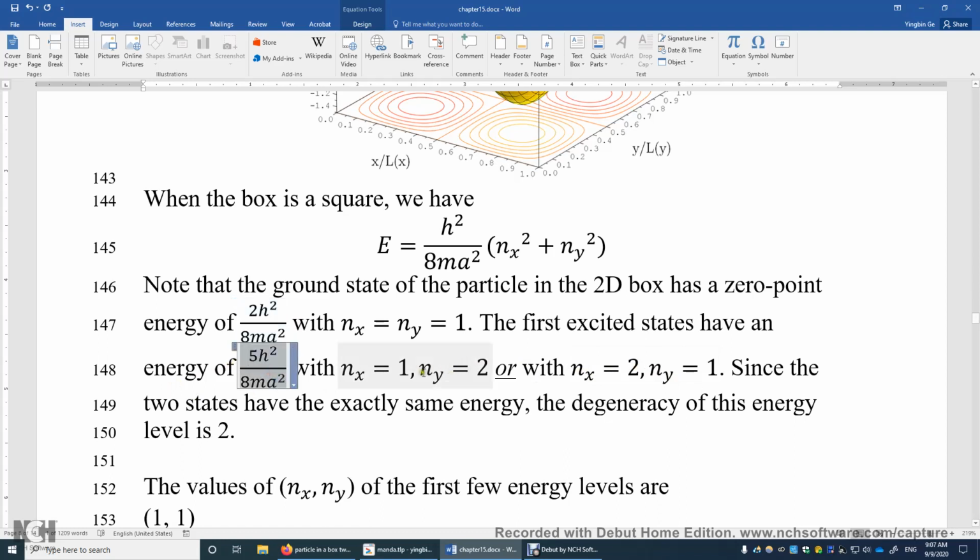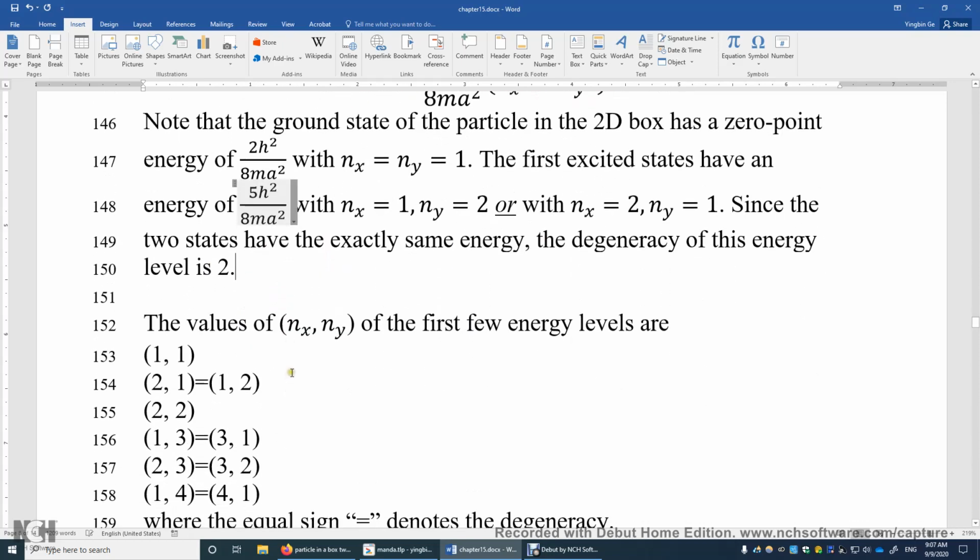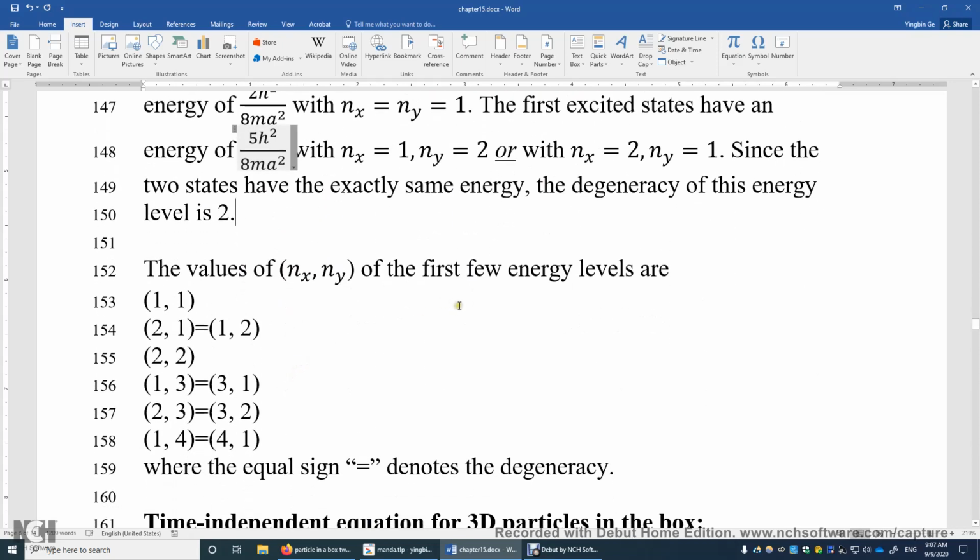In this case, we say we have two degenerate energy levels. One is this, one is this. They have different wave functions, different shapes, but since these two states have the same energy, the degeneracy is 2. Now we're looking at the first few energy levels.